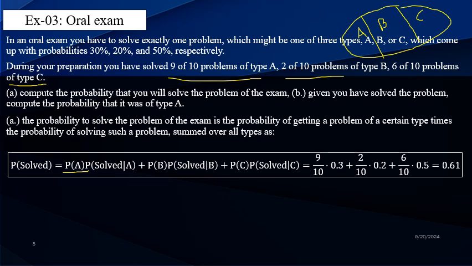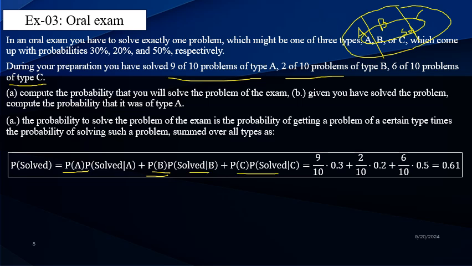So the probability of solve, this event you call it solve. How will you compute it? Probability of A intersection solve plus probability of B intersection solve plus probability of C intersection solve. You have to apply the multiplication rule again, because the probabilities of A, B, C are all given here: probability of A into probability of solve given A, plus probability of B, and all these probabilities are given here.